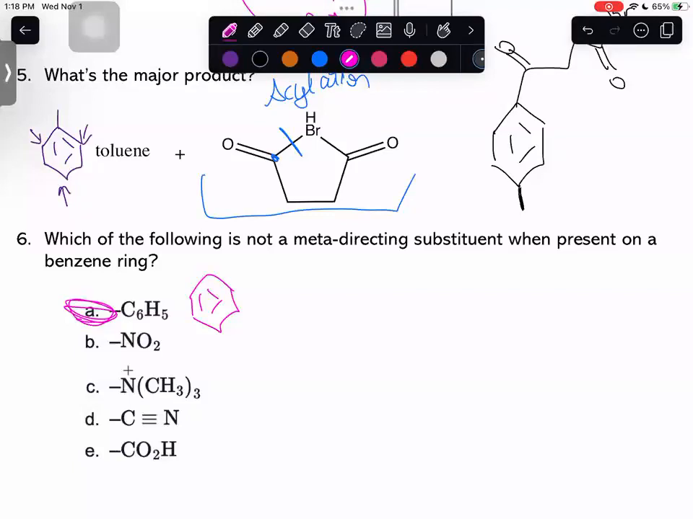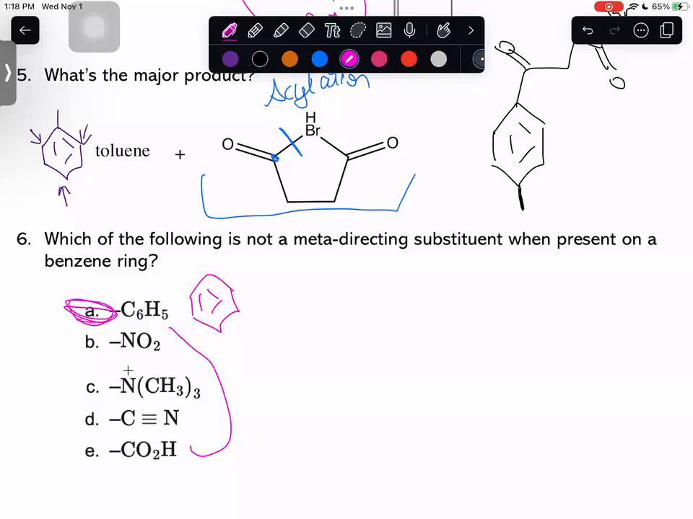Benzene, it would be considered just a carbon chain, so ortho-para. And then the rest of them, those are just your deactivators that go meta. And that's it. Simple, easy. As long as you read that question carefully, you should be good.